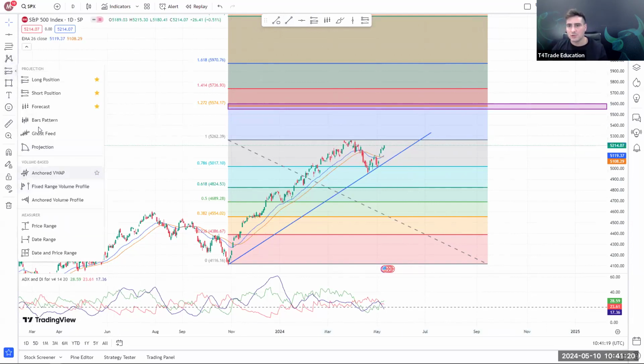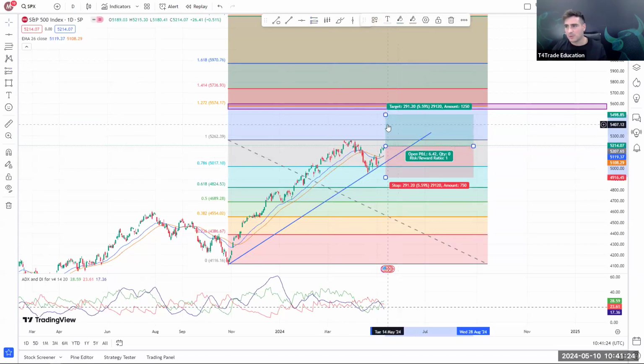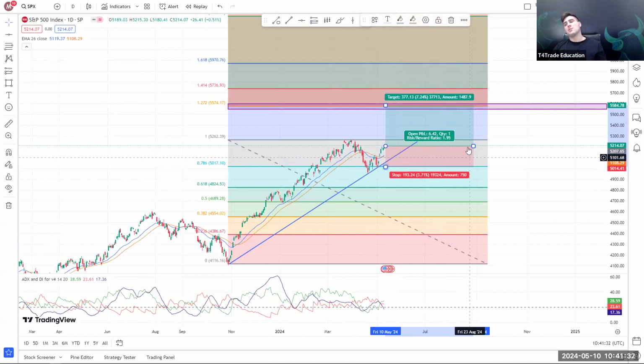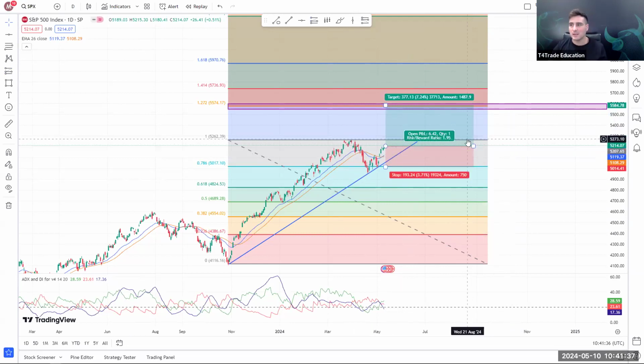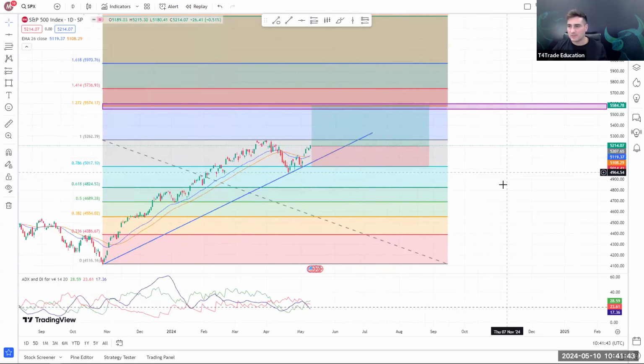So let's use the long position, for example. Let's assume that we missed this kind of move. I'm going to have a target up there and a stop loss down here. So a risk reward ratio of nearly 2, not ideal. The move has already cleared and made some headway.